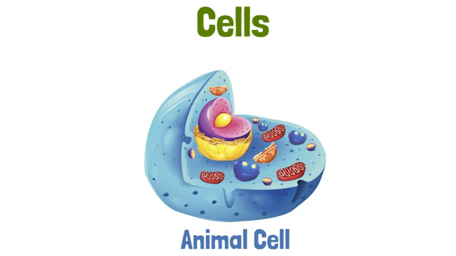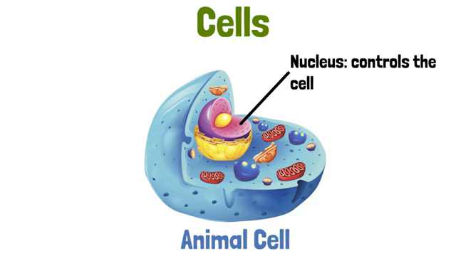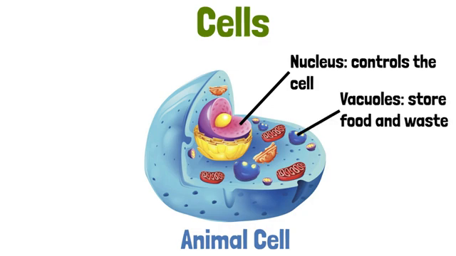Almost every animal cell has a nucleus. The job or function of the nucleus is to control the other parts of the cell. The nucleus is a lot like your brain. Just as your brain sends messages to the various parts of your body, the nucleus sends messages to the other parts of the cell.